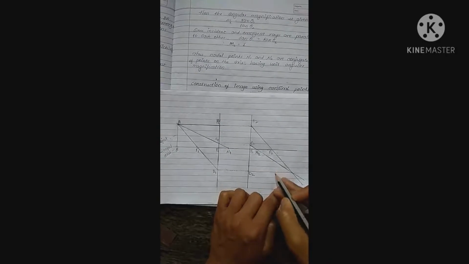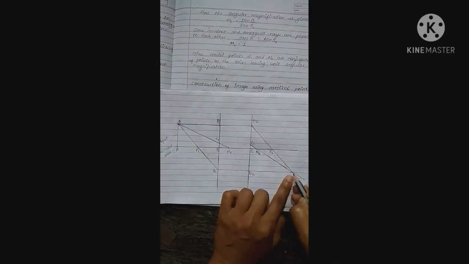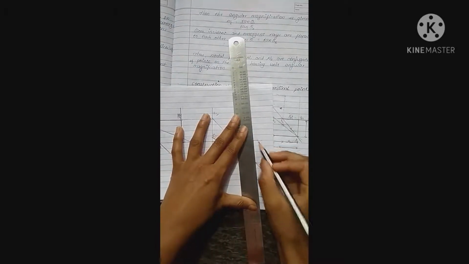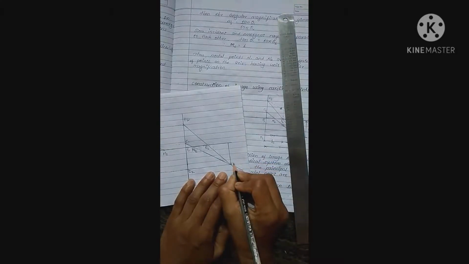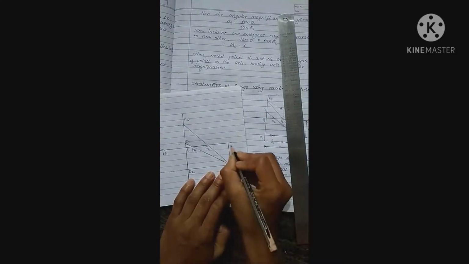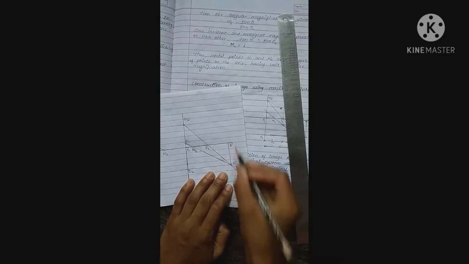These three rays meet at this point. This is nothing but the position of the image. Draw a perpendicular line to the principal axis and denote it by A dash, B dash. This is our position of image. A1, B1 is the image of the object AB.